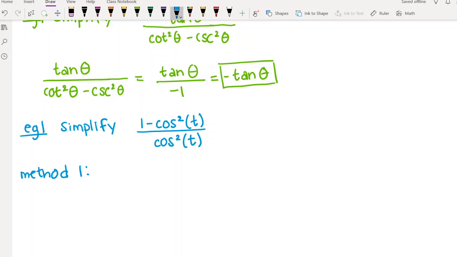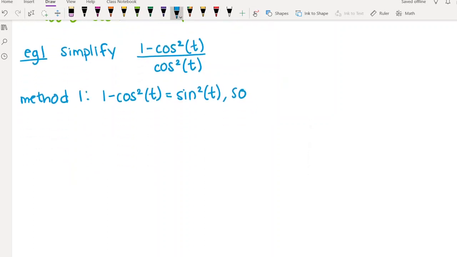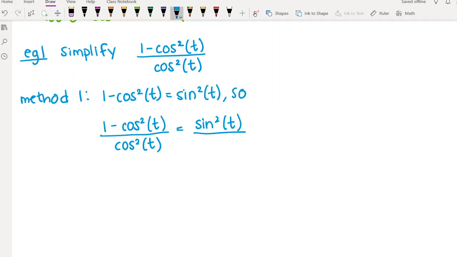So let's write these both out. The first method is we can just recognize that 1 minus cosine squared of t is equal to sine squared of t. So that gives us 1 minus cosine squared of t over cosine squared of t is equal to sine squared of t over cosine squared of t, just replacing that numerator with its simplified version. And what is sine squared of t over cosine squared of t? Well, we know that sine over cosine is tangent, and so sine squared over cosine squared is going to be equal to tangent squared. So that's probably the easier method.